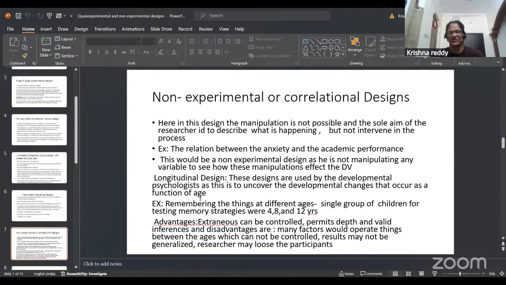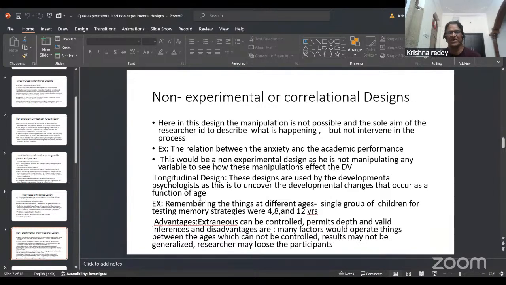Then what are their remembering strategies? Remembering strategies or memorizing strategies at the age of 4, at the age of 8, at the age of 12. The group is the same, but you are only considering the age. While going up with regard to age, how will remembering things differ? That you can also take up as a study for this longitudinal design. So for remembering things at different ages, you can use the single group.